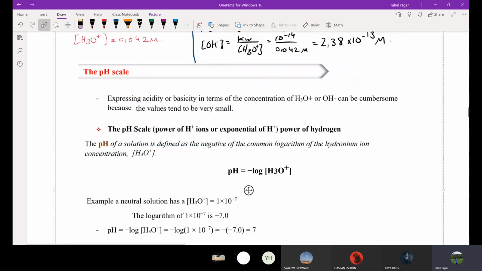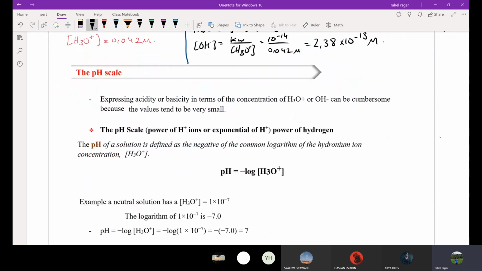The pH scale, we are going to study the pH scale. Expressing acidity or basicity in terms of the concentration of H3O and OH can be cumbersome. If you look at the questions before, if I give you just the H3O and OH concentration, it's kind of difficult to directly answer which is acidic and which is basic without looking at the compounds. Cumbersome means difficult.